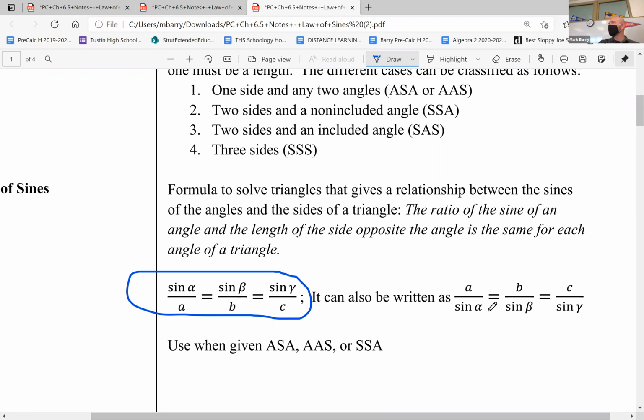One more thing, you may see it written like this. I included this over here where they're all upside down because I always teach it this way, because that's how I see it. And then I've had students that say, hey, Mr.